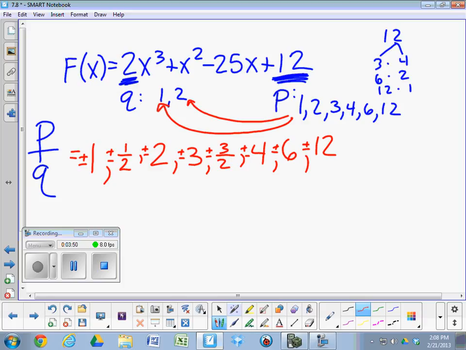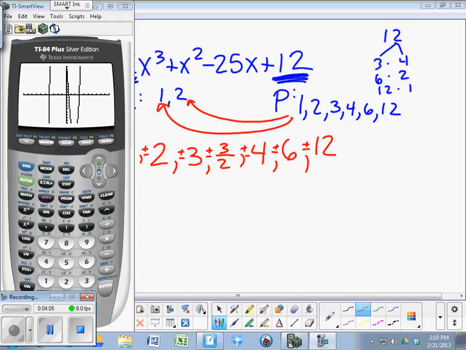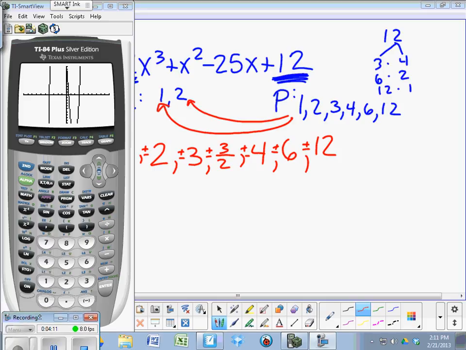So what I want you to do next is go ahead and graph the original function, 2x cubed plus x squared minus 25x plus 12, and look for potential suspects. So we're looking at the graph now, and it looks to me like -4 could be a potential suspect. So let's try it. Let's hit trace -4 and hit enter. Ooh, we caught him. -4 is one of the zeros. Okay? There might be more.